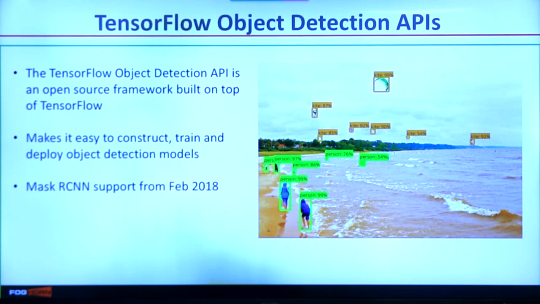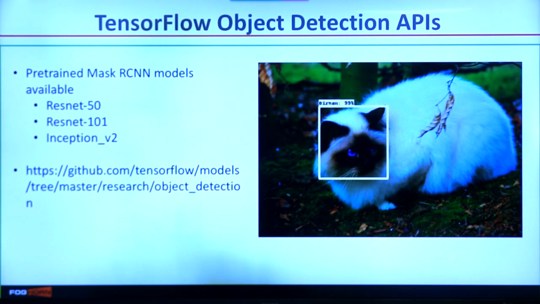With this you can easily construct a masked RCNN, and they also give you pre-trained models. So you can just use their models and train on top of it without having to worry about all this complexity. The masked RCNN support came into the picture from February 2018, so it's fairly new. It's very new, okay, and they're making lots of progress as we speak. Three pre-trained masked RCNN models are available right now: ResNet 50, ResNet 101, and Inception V2. And there's a link there. You can just go to the link and read all about it. They give wonderful example programs which you can use, configuration, everything is all there. So you can just use it.